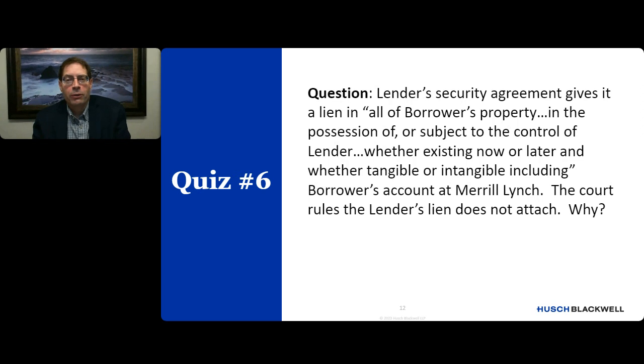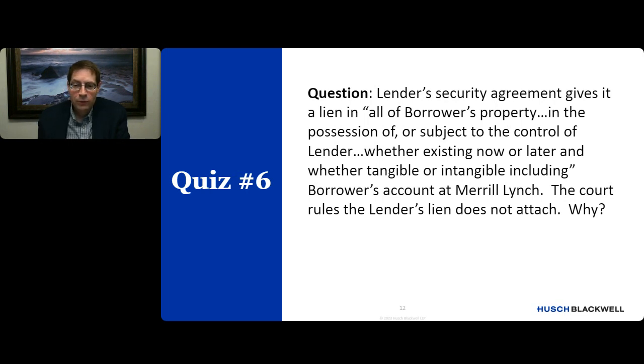This one comes out of Vermont, number 6. And pay close attention to this one. So you have a security agreement, and it gives a lien in all of the borrower's property in the possession of or subject to the control of the lender, whether existing now or later, and whether tangible or intangible property, including, and it goes on to say, the borrower's account at Merrill Lynch. Now, the court rules that the lender's lien doesn't attach. And the question is, why? What do you think? Why does the lender's lien not attach here?